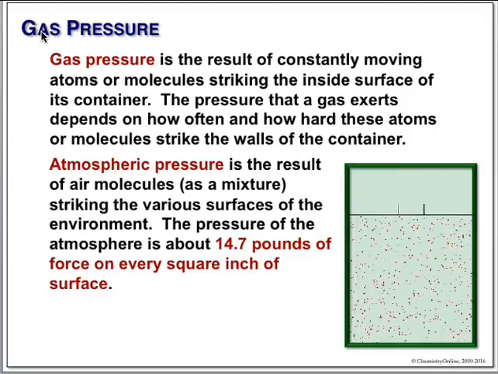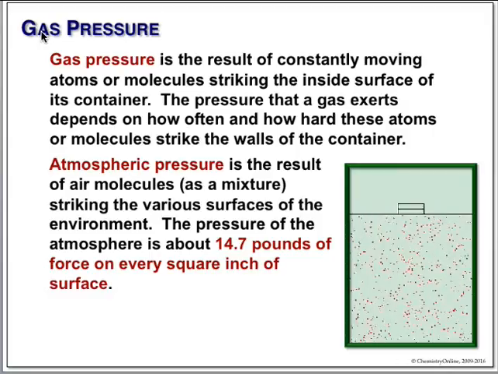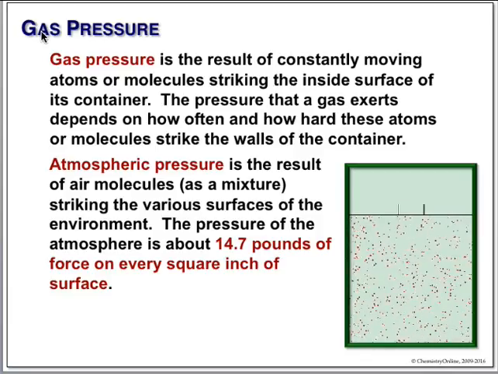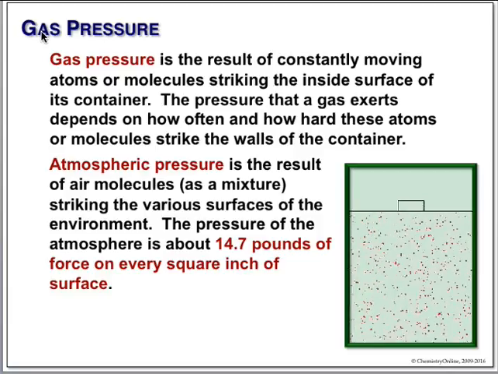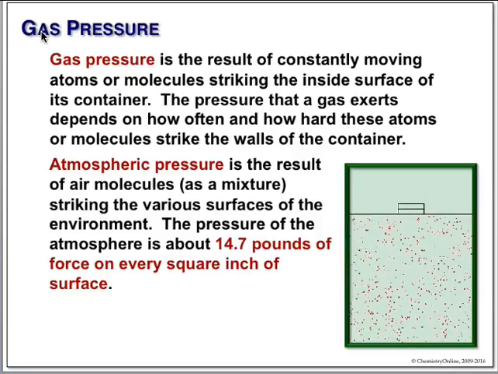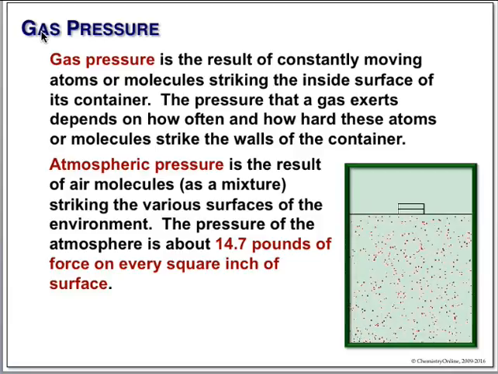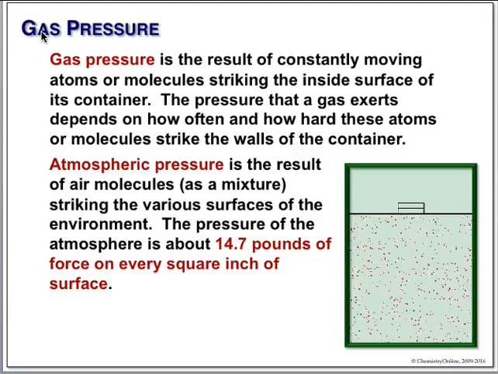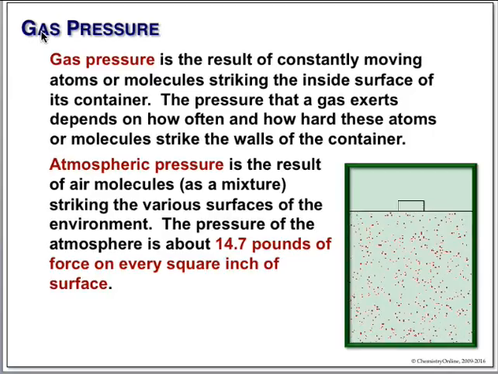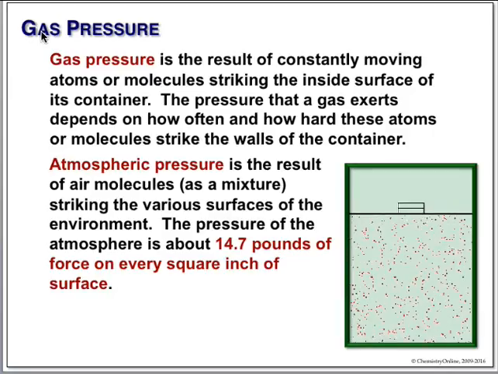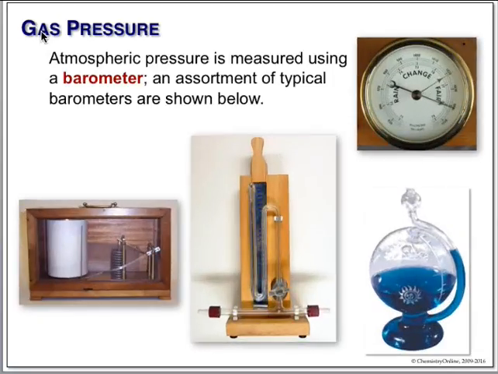In the atmosphere as we know it here, just the pressure from gas particles running into things exerts a pressure of 14.7 pounds per square inch. That's a lot. Over every square inch. That's a lot. This is called atmospheric pressure. Now, atmospheric pressure can be measured lots of different ways.